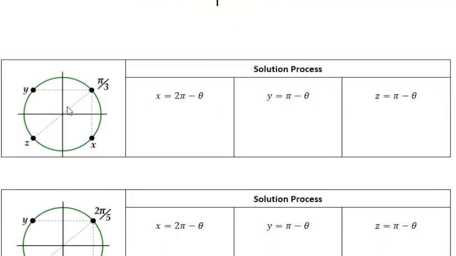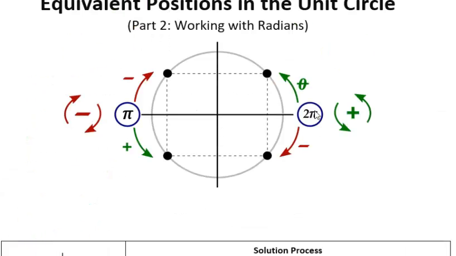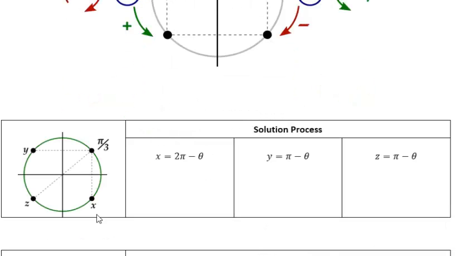Okay, what happens if we're looking for x, for example? Because x is in this place and this position is 2 pi, if you remember. Okay, we need to subtract because we're moving backwards. So we're gonna subtract 2 pi minus theta. That's how we get x. X will be 2 pi minus theta.